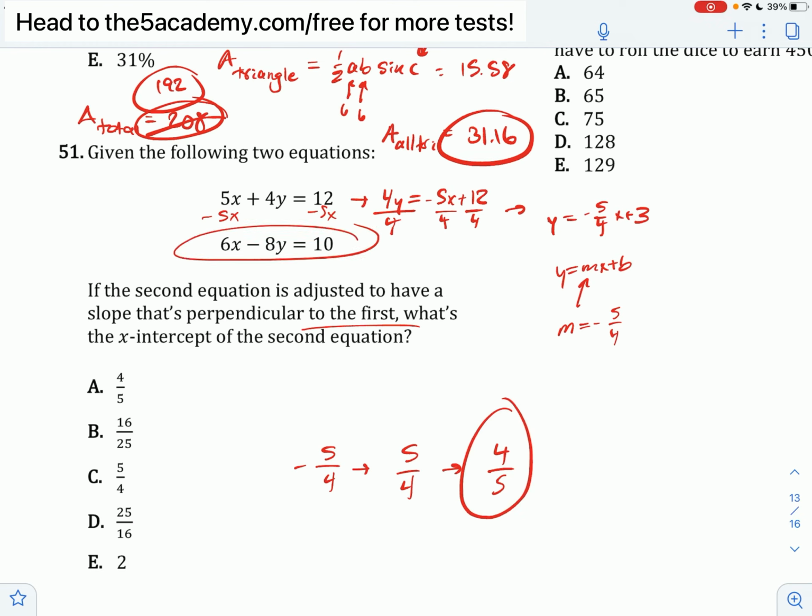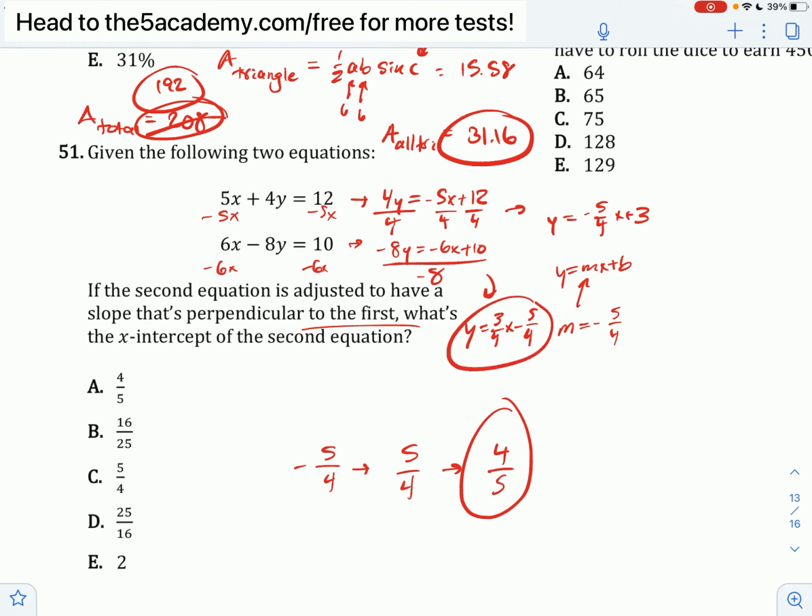So we need to take this line and change its slope to this. What's the original line here? Let's first subtract 6x on both sides. Negative 8y equals negative 6x plus 10. And then divide everything by negative 8. Y equals 3 over 4 x minus 5 over 4. Okay, this is your second line. Now what we need to do is change this line to have a different slope. So the equation is now going to be y equals 4 over 5 x minus 5 over 4.